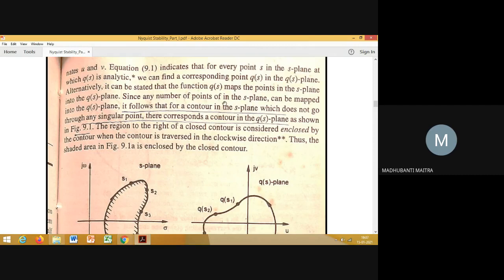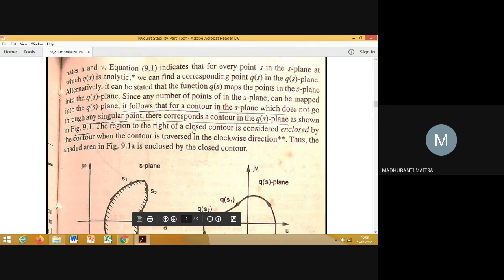Since any number of points in the S plane can be mapped into the QS plane, it follows that for a closed contour in the S plane, which does not go through any singular point, there corresponds a closed contour in the QS plane. It's very important. We are considering a closed contour in the QS plane as shown in this particular figure.